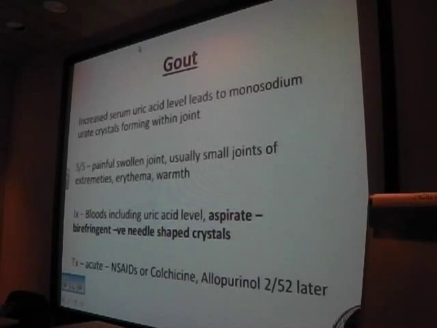The key thing for gout is that what they love in the written exam is they'll say you've taken an aspirate of it, looked at under the microscope, and there's birefringent negative needle-shaped crystals. And that's different to pseudogout when you get birefringent positive rhomboid shaped. We'll come on to that next.